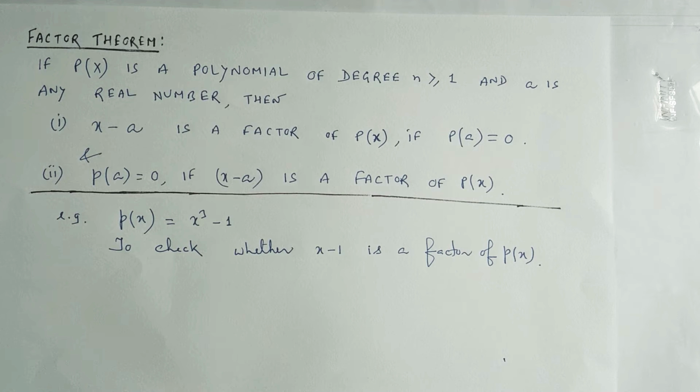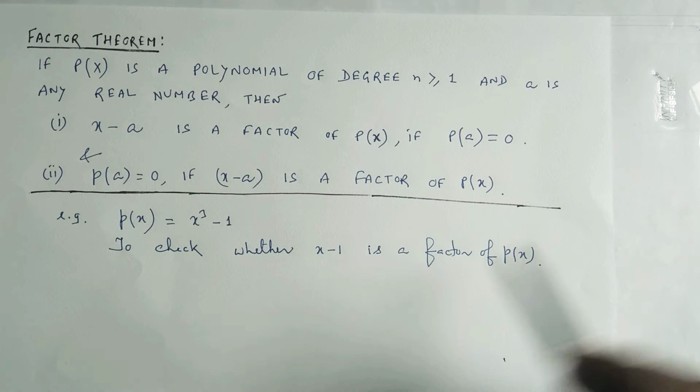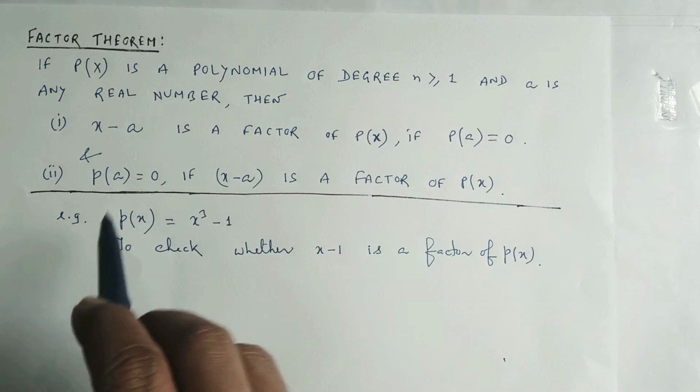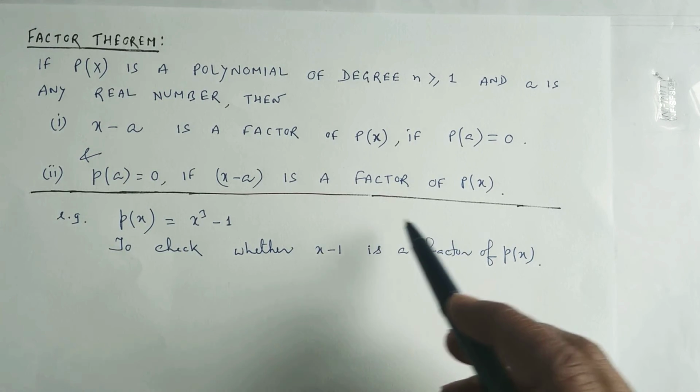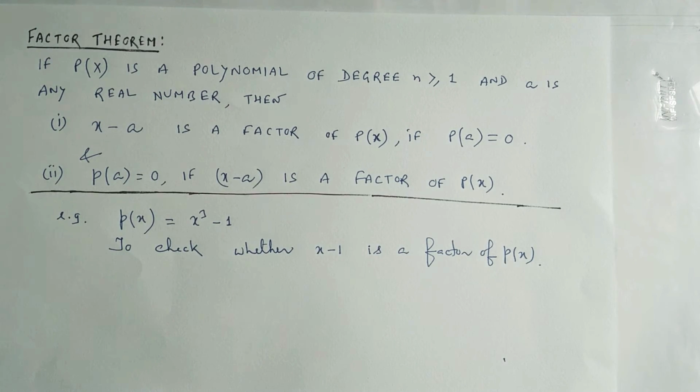The factor theorem for polynomials. If p of x is a polynomial of degree n greater than or equal to 1 and a is a real number, then x minus a is a factor of p of x if p of a is equal to 0, and p of a is 0 if x minus a is a factor of p of x.